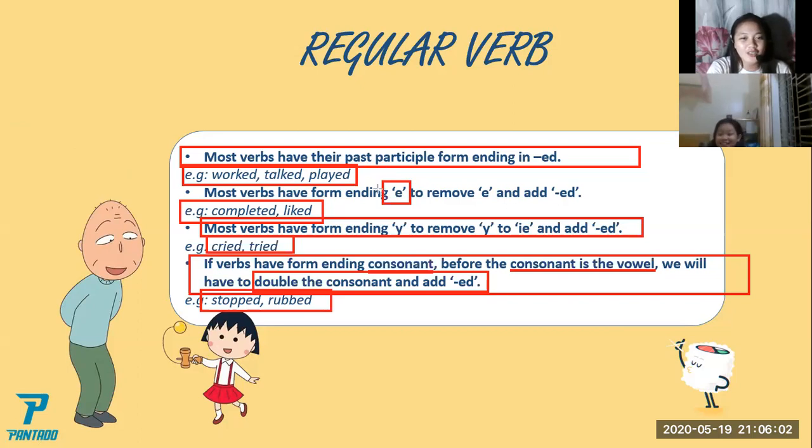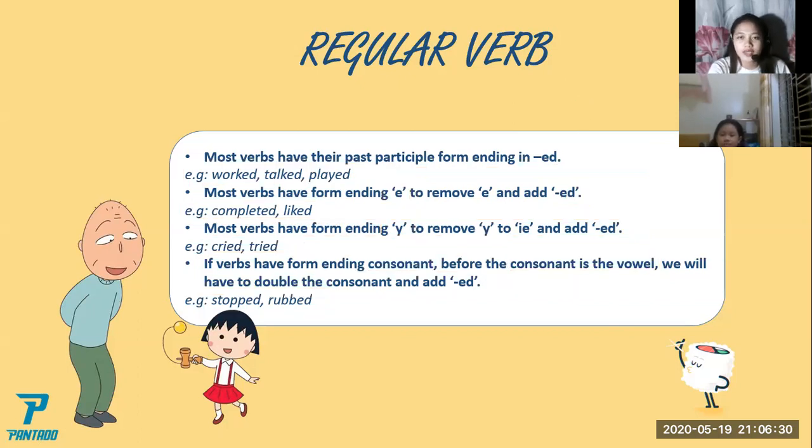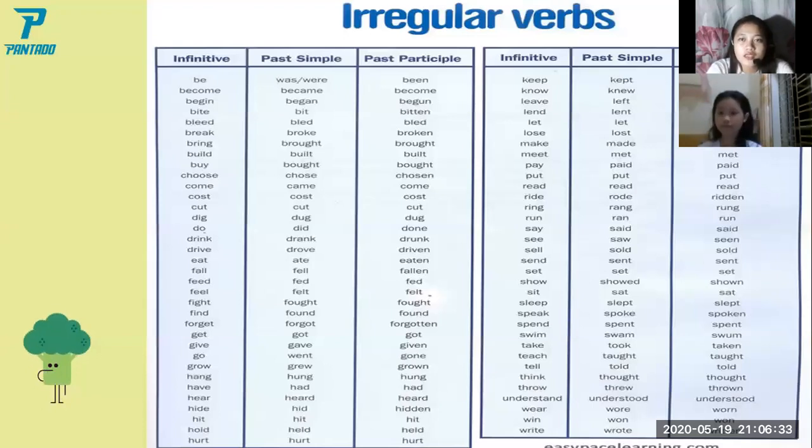If you can also see verbs that are ending in e, you just simply add the letter d. And if you can find the letter y, change y to i and add ed. And if you can see verbs that end in a consonant, but before the consonant is a vowel, you must double the consonant and add ed. Okay, so how about the next one? How about the irregular verbs? Can you see the irregular verbs? Yes. Okay, very good.